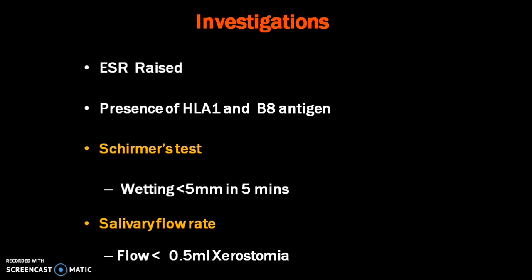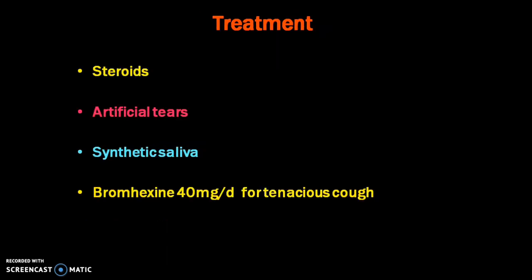Schirmer test: there is wetting of less than 5 mm in 5 minutes. This is done in the lower lid of the eye. Usually this strip paper gets wet within 5 minutes, but in Sjogren's syndrome the wetting is less than 5 mm in 5 minutes. Salivary flow rate is also decreased, less than 0.5 ml. That helps to diagnose xerostomia.